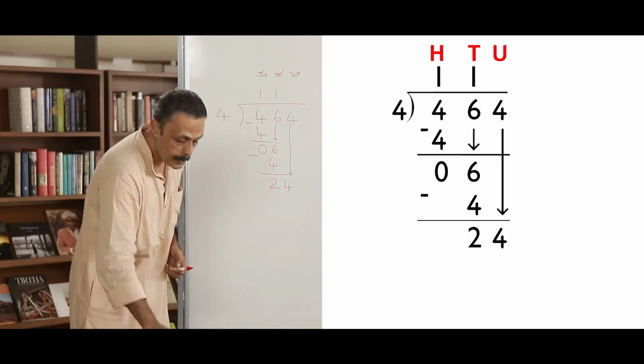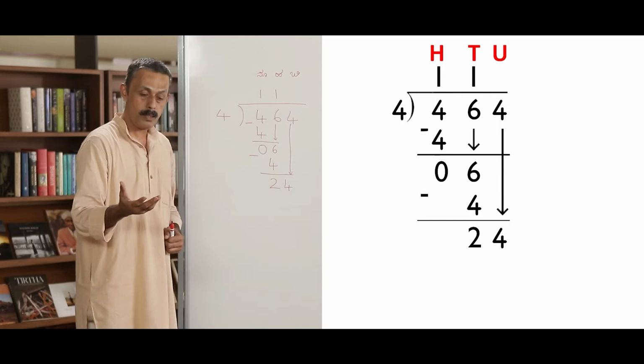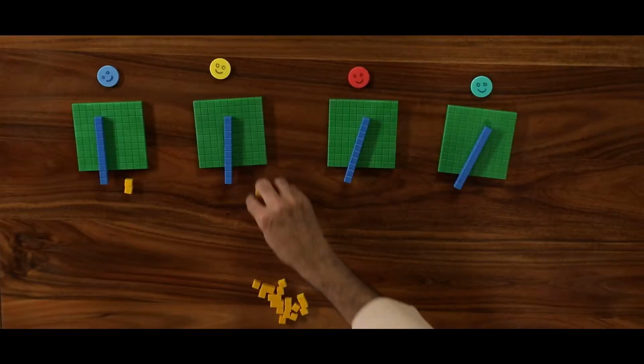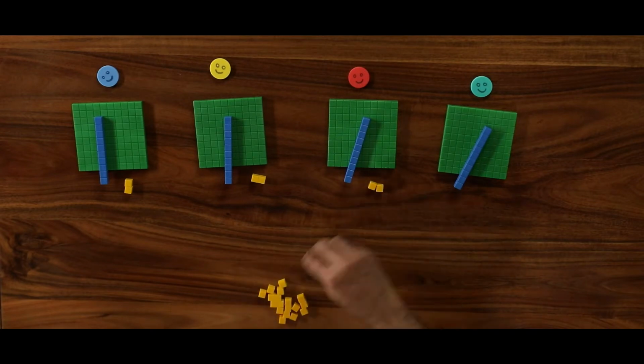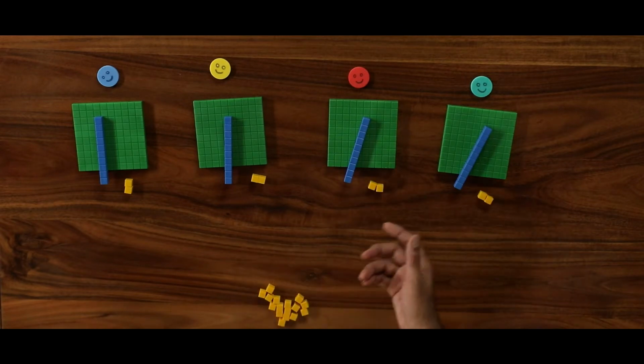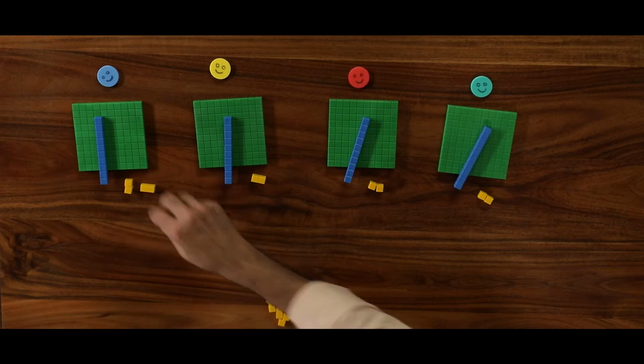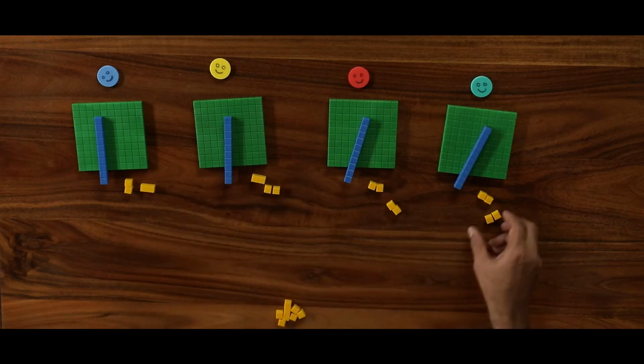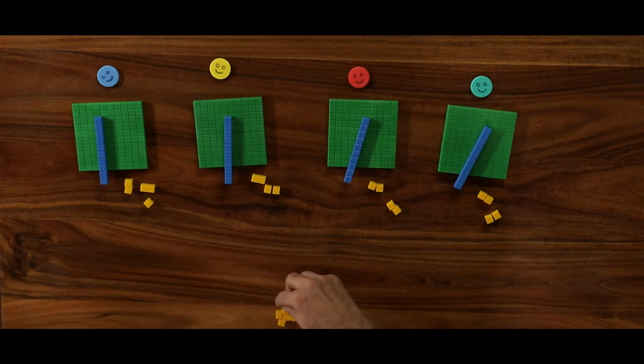So can I distribute these 24 units? Yes, I can. But how? Let me begin by giving 2 each. There are many left. I will give them 2 more to each one. I have some more left. I will give out 1 now. Some more are left.